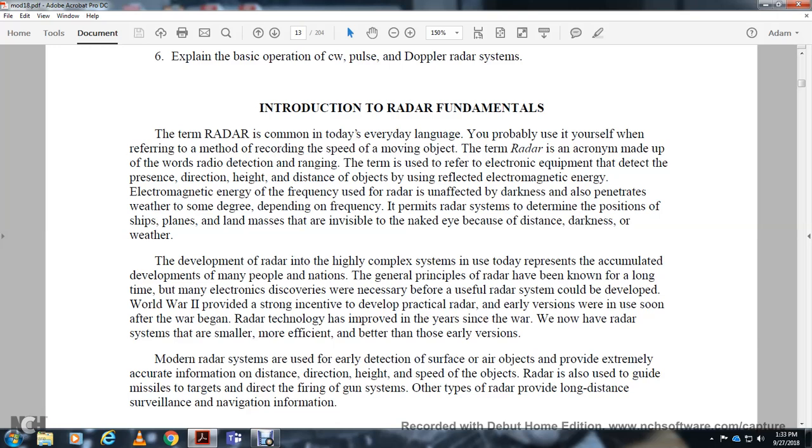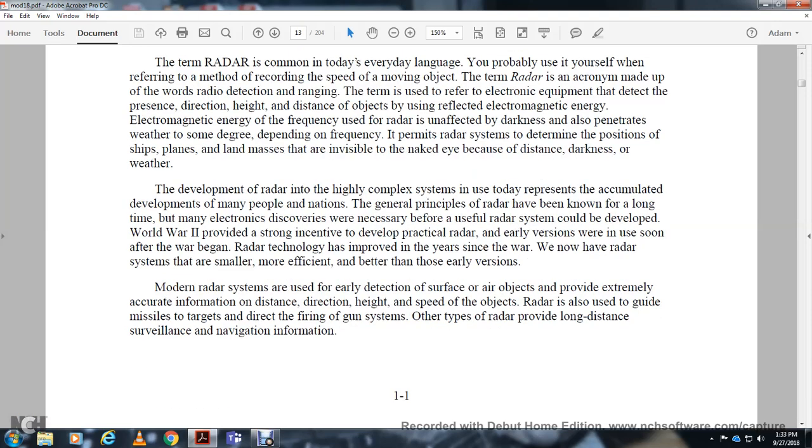Modern radar provides early detection of surface and air objects and extremely accurate information on distance, direction, height, and speed of the object. Radars are used to guide missiles to targets and to direct the firing of gun systems. Other types of radar provide long-distance surveillance and navigation information.